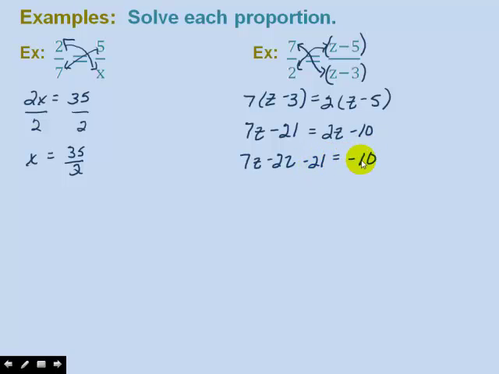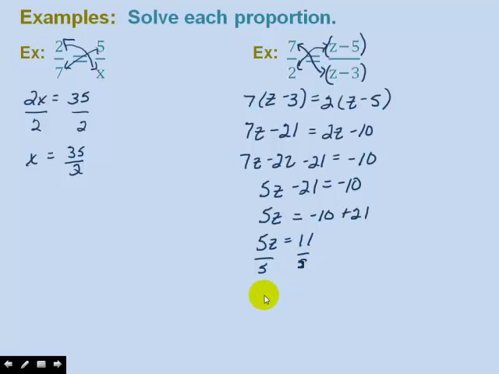That gives us on the right side just a minus 10 that's left. So now we have 5z minus 21 is equal to negative 10. Then we're going to add 21 to both sides. So on this side, all we have left is the 5z. On this side, we have negative 10 plus 21. That gives us 5z is equal to 11. Now to solve for z, we're going to divide both sides by 5. Now we have z equals 11/5.